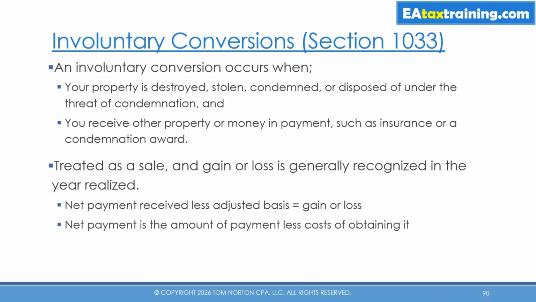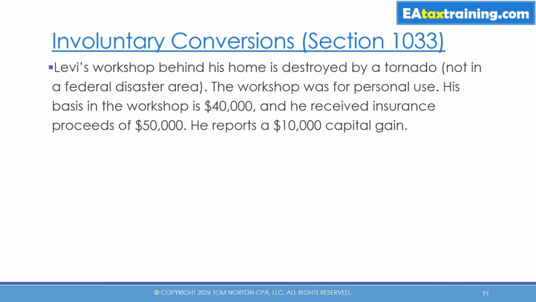That is your gain or loss. And the net payment means the amount of the payment less any costs of obtaining it. So maybe you had to get an attorney in order to get that condemnation award. You can subtract the attorney costs from the proceeds when you were determining how much you actually received for that property. Let's look at an example.